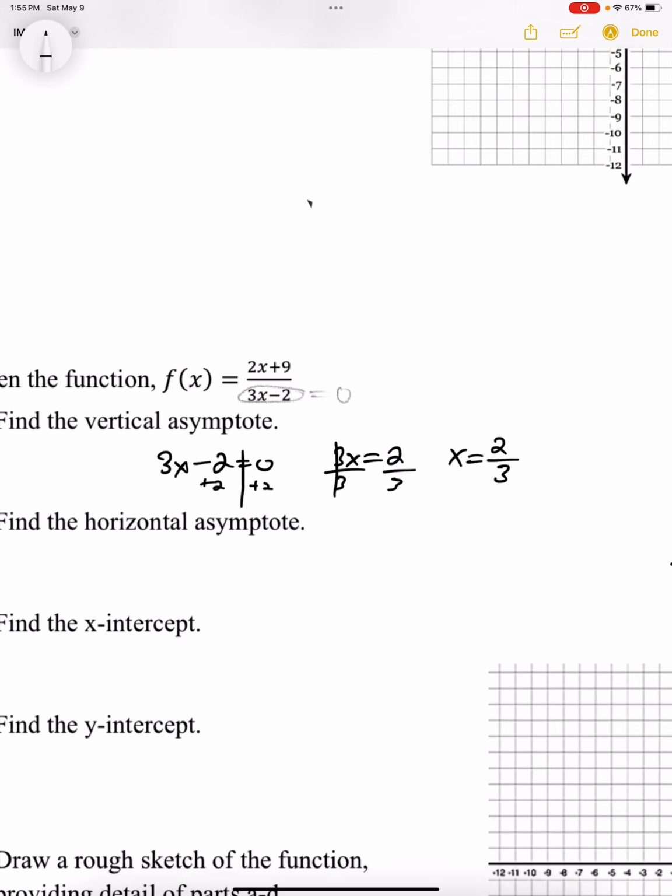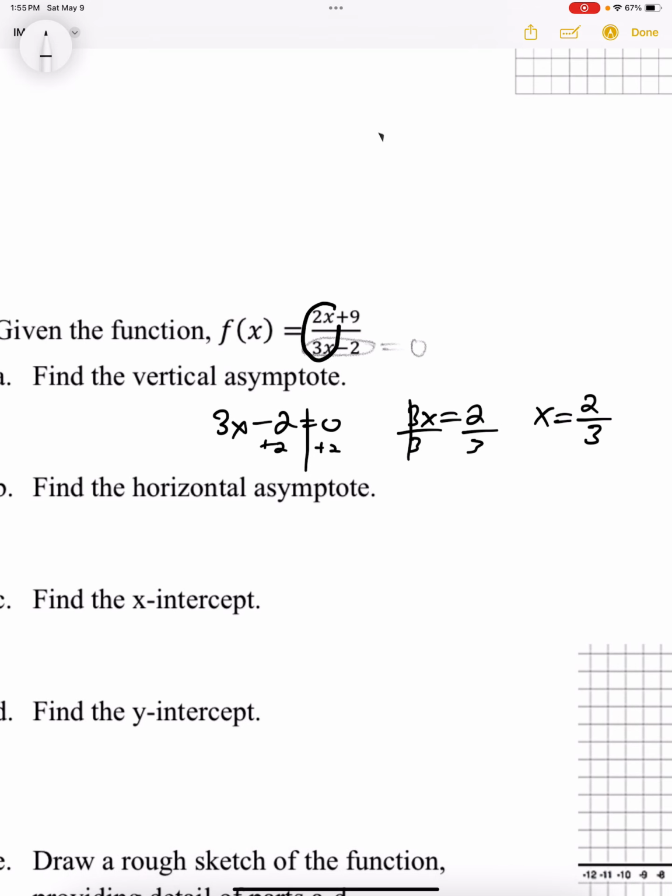A horizontal asymptote is determined by the leading term. So right here, because they are the same, right? They both have x. They don't have an x squared. They're just both 2x, 3x. Then you just divide them. So at the end, the horizontal asymptote is also 2/3.